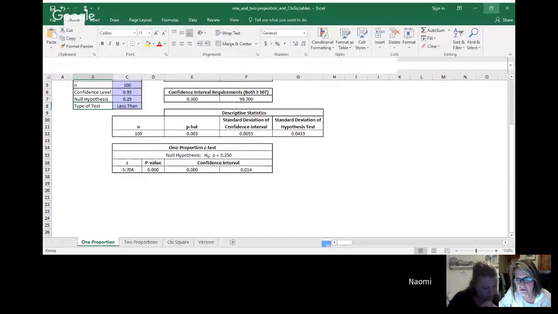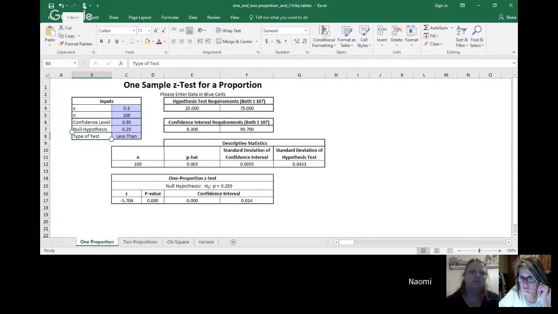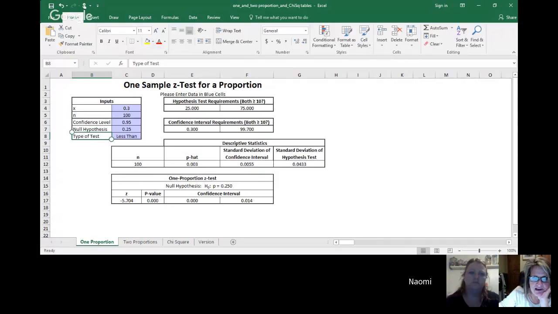So the probability is the p-value then. Yes, I believe so. Is this what yours looks like? Let me see. Because I did the one sample z-test for proportion. Yeah, and then I entered in the stuff for the blue cells. Now we're assuming that the X is correct. And like I said, I changed the null hypothesis and changed the type of test to less than. And then the very bottom one says one proportion z-test. That's where I pulled the p-value. Isn't that correct? I was wondering if it was p hat is the probability.